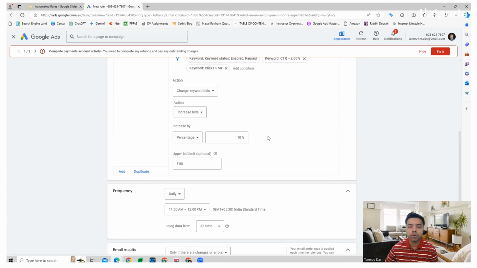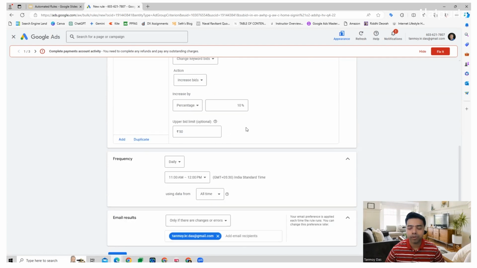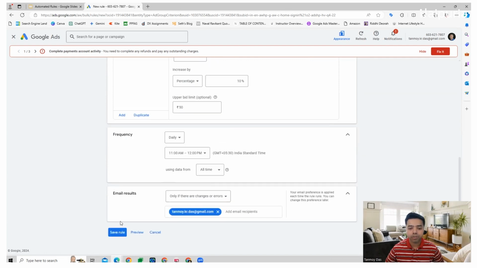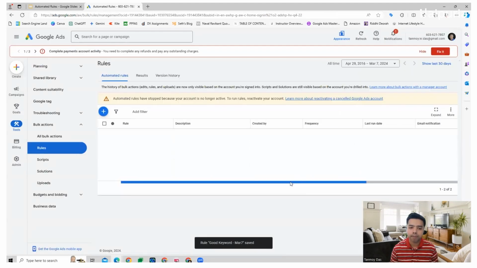Once you create the rule, you can see the frequency as well. The rule will check this on a daily basis on the account, and whichever keywords meet these criteria, the action will be taken on those keywords accordingly. So this becomes one rule which we have created for our good keywords.